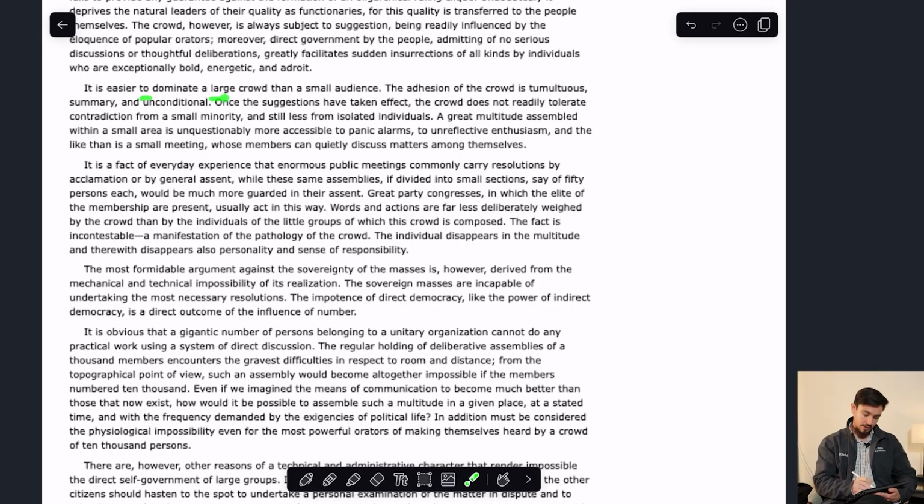The adhesion of the crowd is tumultuous, summary, and unconditional. Once the suggestions have taken effect, the crowd does not readily tolerate contradiction from a small minority, and still less from isolated individuals. So the crowd is not very amenable to suggestions. A great multitude assembled within a small area is unquestionably more accessible to panic alarms, to unreflective enthusiasm, and the like than a small meeting, whose numbers can quietly discuss matters among themselves.